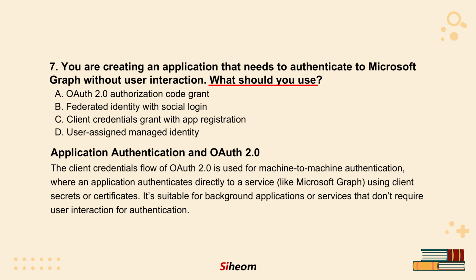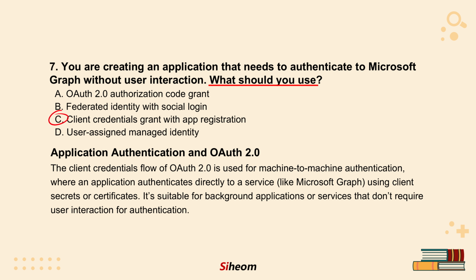A. OAuth 2.0 authorization code grant. B. Federated identity with social login. C. Client credentials grant with app registration. And D. User-assigned managed identity. How do applications authenticate when no one's looking? The correct answer is C, client credential grant with app registration.